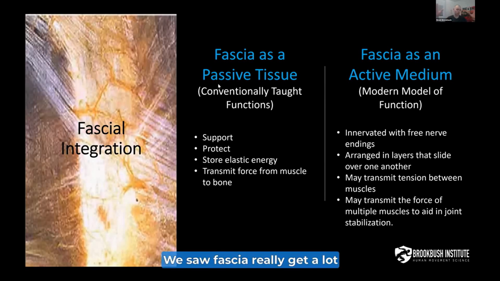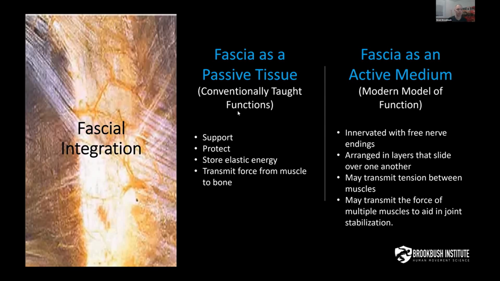We saw fascia really get a lot of attention over the last 10 years. We used to think that fascia was this completely passive tissue, that it supported, protected, stored some elastic energy, right, and transmitted force from muscle to bone. Now we know that it's highly innervated with nerve endings. It's arranged in layers that slide over each other. They transmit tension between muscles, okay? And they transmit the force of multiple muscles to aid in stabilization of joints.